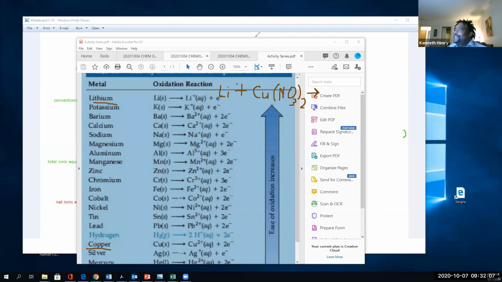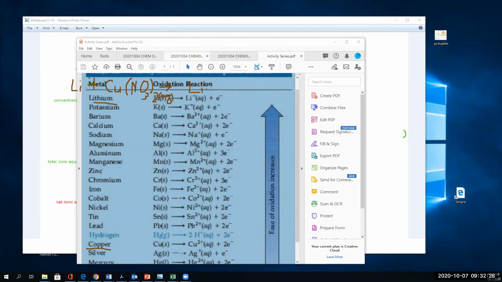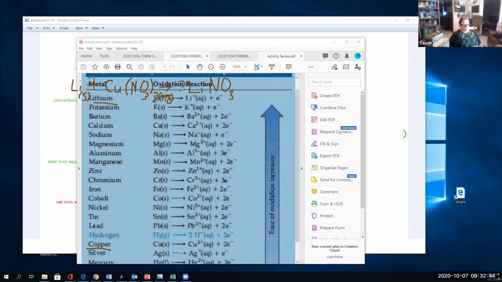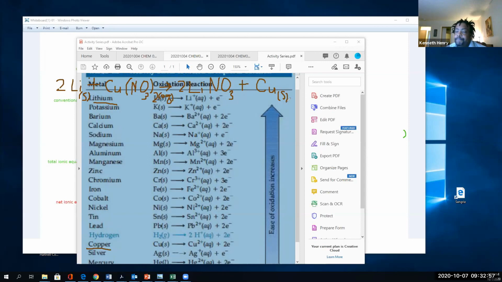Yes, Alberto, you can use the rules on the next exam. You'll get a reaction. And I should put aqueous. So you'll end up with lithium solid. Yes. Thank you. Sorry. So you'll end up with lithium nitrate, and then your copper will precipitate out.